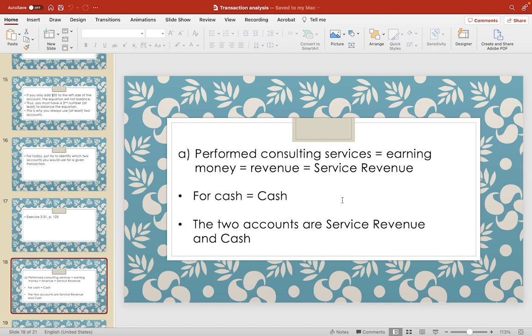So both of those could be called revenue generically, but sales revenue, or just sales for short, refers to selling a product, which this is not. This is performing consulting services. This is a service issue. So this is either service revenue or just revenue.